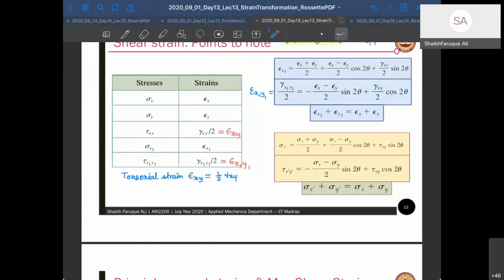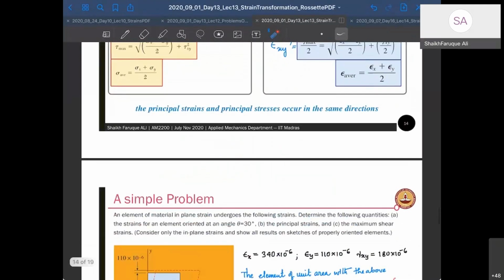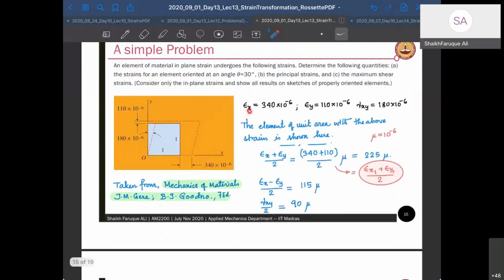Similarly, for gamma xy, we will need the same thing, right? So let us find that. What is epsilon x given? Epsilon 1 is given. So epsilon x plus epsilon y by 2 is going to be 340 plus 110 by 2, that is 225. And epsilon x minus epsilon y by 2 is going to be this minus this by 2, is 115. And gamma xy by 2 is 180 by 2, is 90.